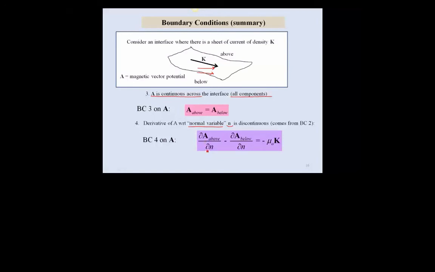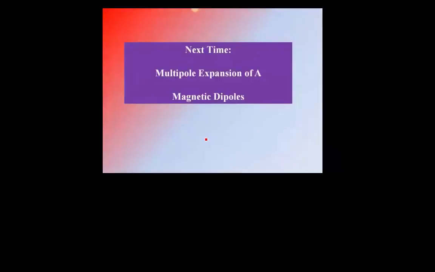In the case of the scalar potential, it was a single derivative, which is like the gradient, which gave you a normal component of the E field above and the normal component of the E field below. We're doing A. A is a vector, so if you take the partial with respect to this, you get a vector, and so on. So next time, we're going to talk about multipole expansions of A, and that's going to lead to a very useful concept, and that is the magnetic dipole moment.